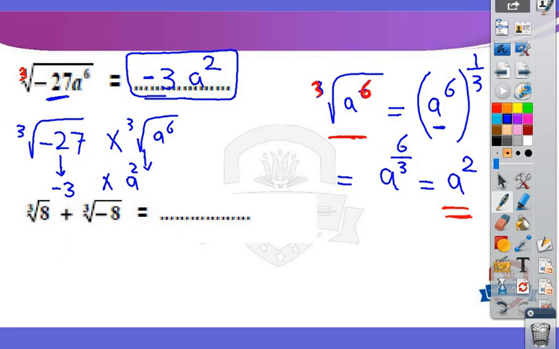Number 2, we have the cube root of 8 plus the cube root of minus 8. The cube root of 8 will be 2, and the cube root of minus 8 will be minus 2. So here the result will be 2 plus minus 2, which is 0.